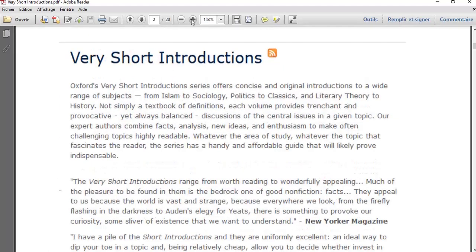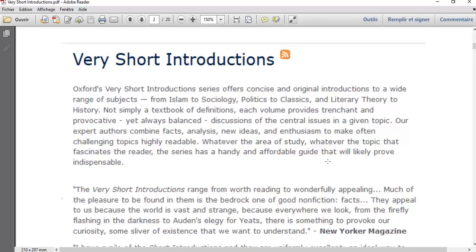Now, if I want to quote more or insist more specifically on some of the aspects, what I need to tell you is that the books in the Very Short Introductions collection all range from 120 to 200 pages. They are all syntheses, and this is what the text here insists on: trenchant discussions of the central issues in a given topic, combining facts, analysis, new ideas, whatever the area of study. Last but not least, a handy and affordable guide, meaning that it's not very expensive.